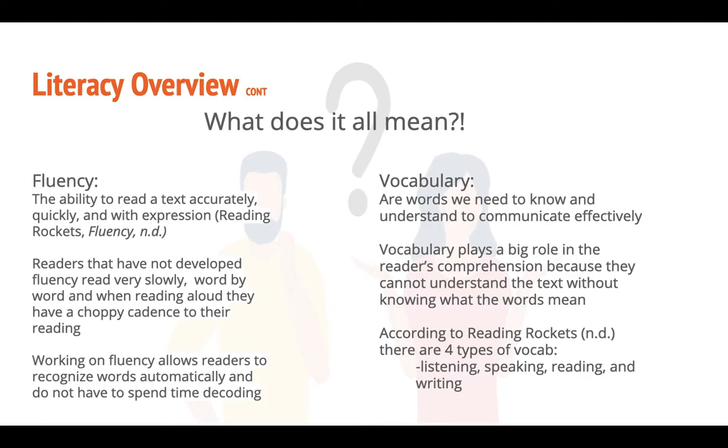The next step, vocabulary, are words we need to know and understand to communicate effectively. Vocabulary plays a big role in the reader's comprehension because they cannot understand the text without knowing what the words mean. According to Reading Rockets, there are 4 types of vocabulary. Vocabulary for listening, speaking, reading, and writing.